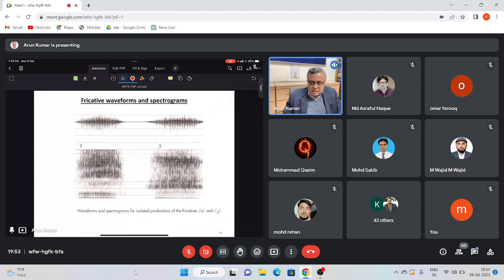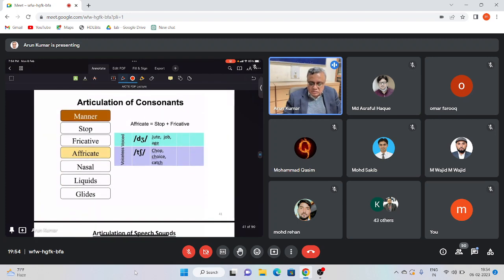So we see the waveform and the corresponding spectrogram over here, the wideband spectrogram, and what we can see is that the spectrogram has these vertical lines which show that it is a voiced sound, as well as the dark patches over here which show the formant or the resonance frequencies which are at the higher values of frequency.